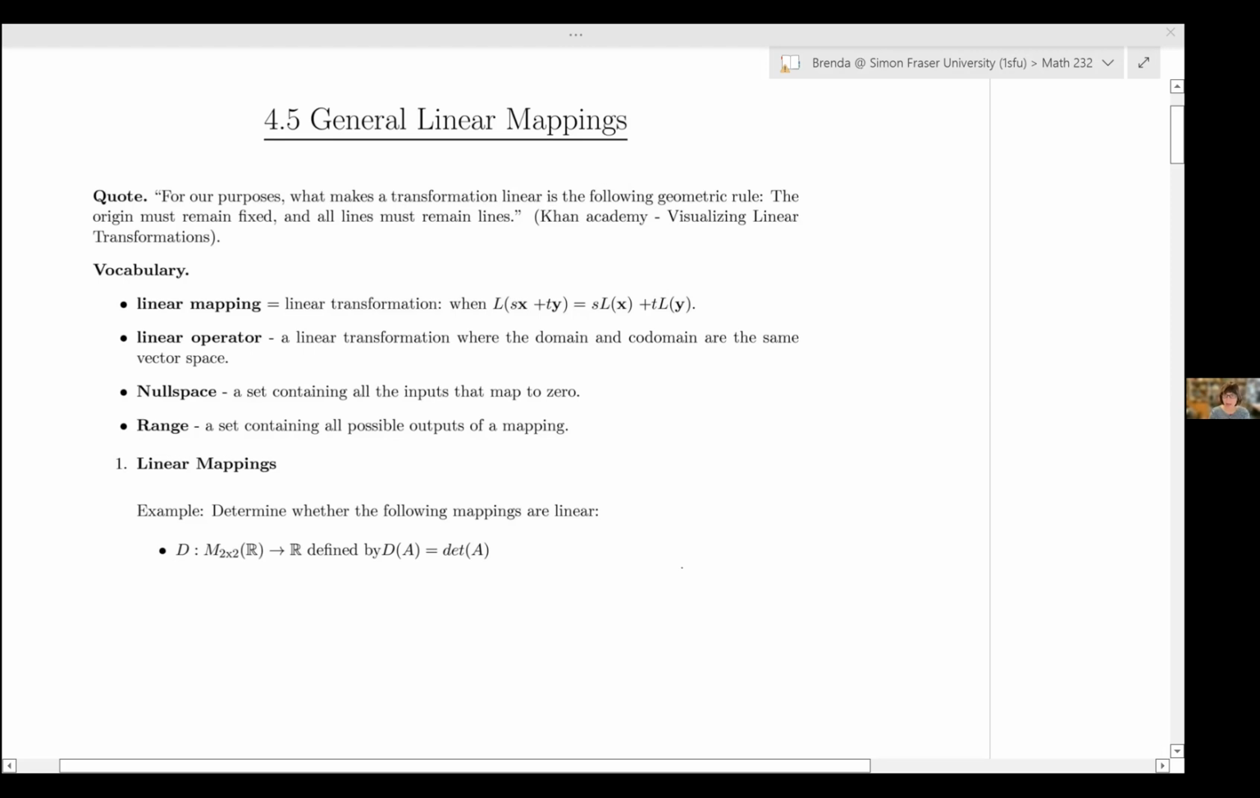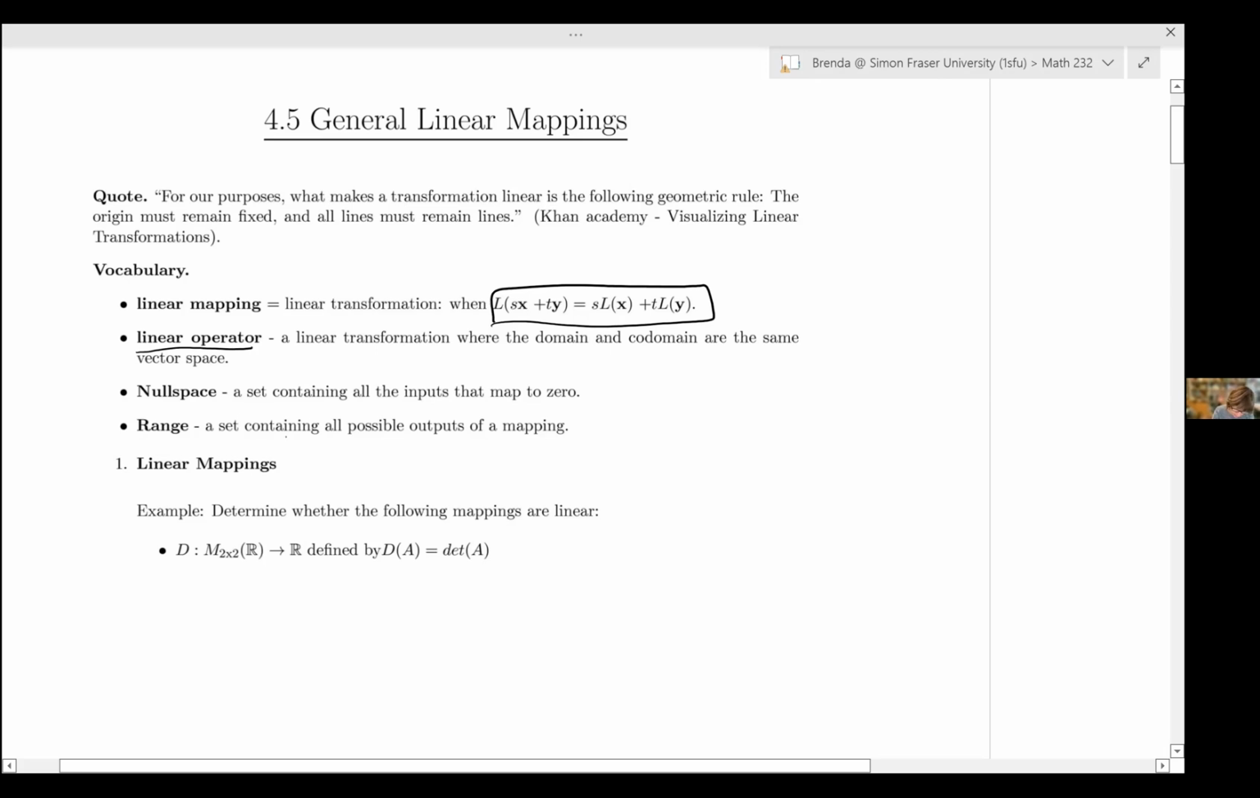We're going to look at the more general idea of a linear mapping. So the vocabulary is here. A linear mapping means the same thing as a linear transformation: if we take a linear combination of the inputs, we get a linear combination of the outputs. A linear operator is the term we use when the domain and codomain are the same vector space. So a linear transformation from R3 to R3 we could call a linear operator.